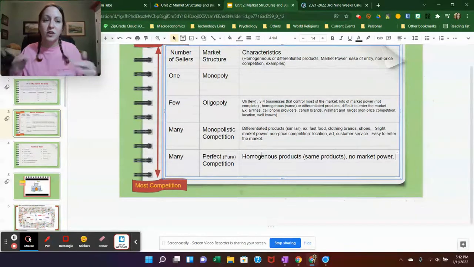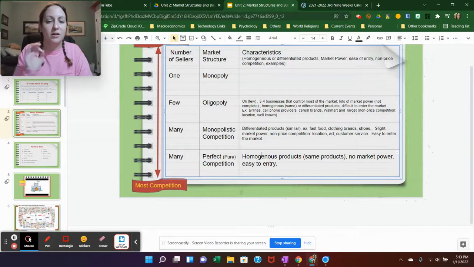I don't want to use this example because there are some people that are like, I only go there. I'm like, well, you're dumb. But I'll give you an example in just a second. If there's no market power, it's easy to enter because there are so many businesses. It must be easy to enter. There's some non-price competition, but I feel like you're going to find better examples of non-price competition with the monopolistically competitive markets. Anywho, let's go to our examples.